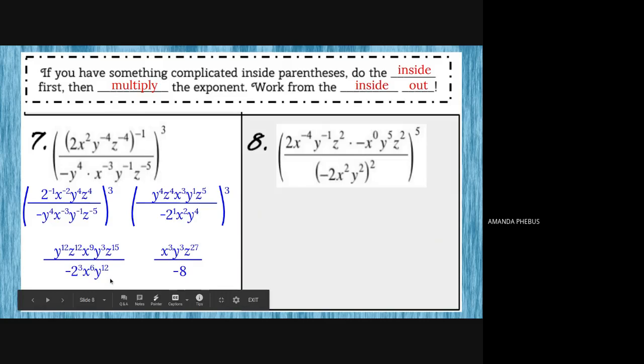So y to the 12th and y to the 12th, 12 minus 12 is 0. And then I've got this y cubed. So there's that. 9 minus 6 is 3. And then z to the 12th and z to the 15th. 12 plus 15 is 27.